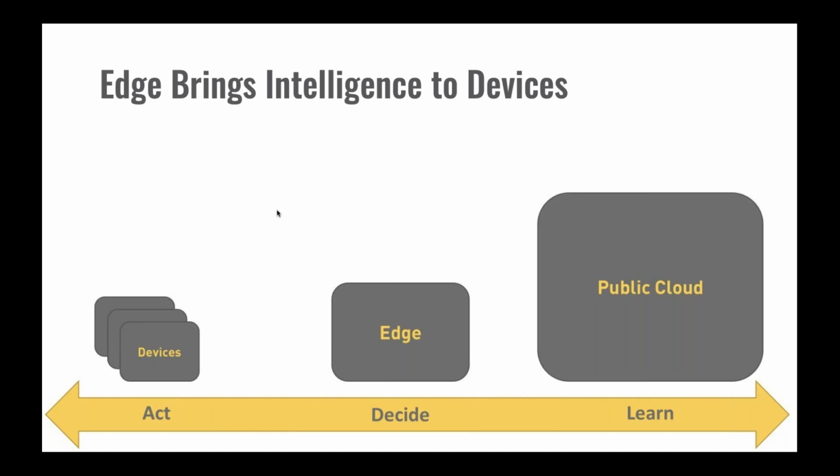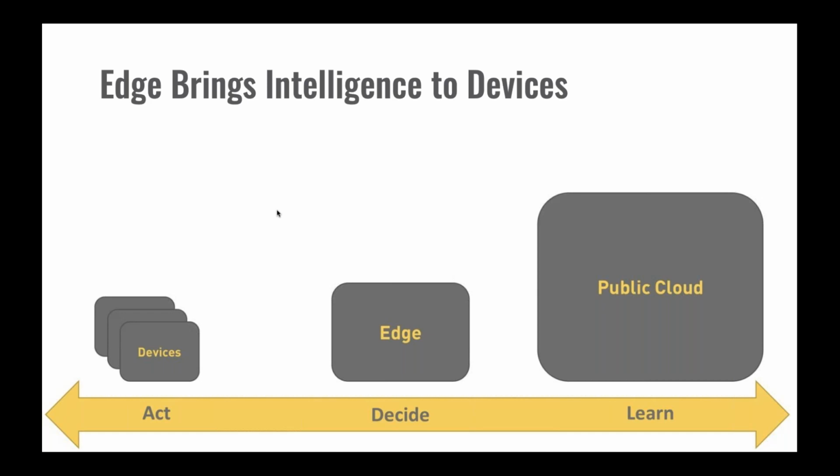Only when the data changes significantly and there is a drift between the actual data and the predicted data, then you take the data again back to the public cloud, perform the training, which is the learning phase, and bring it down to the edge for the decision making. And when the decision happens, the action takes place within the devices. So this is the continuum where you have devices taking action, edge making the decisions, and public cloud implementing the learning process.